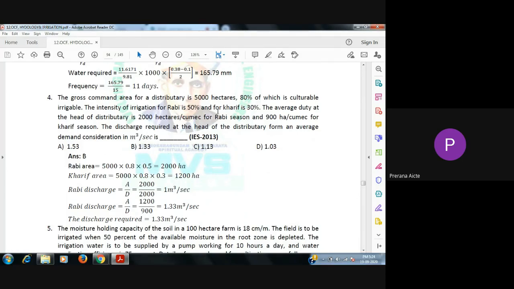Rabi area: 5,000 hectares, of which 80% is cultivable, into 0.8, and in the Rabi season only 50%, into 0.5, giving 2,000 hectares. Kharif area, similarly, 5,000 into 0.8 into only 30%. So Rabi discharge Q equals A by D, and Kharif discharge equals A by D. That's all. The discharge required is the maximum of the two, which is to be taken into consideration.